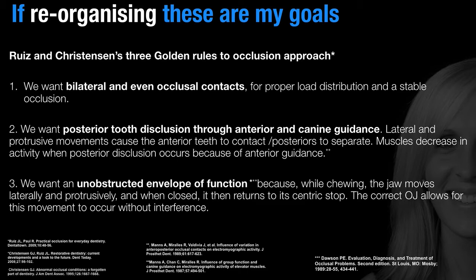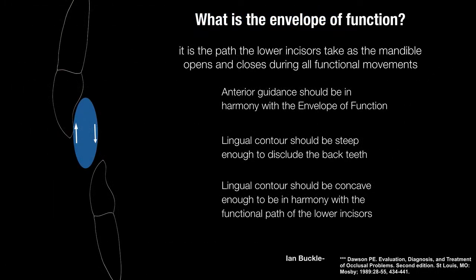And then finally, and this is very, very important, and I've touched on this concept, we want an unobstructed envelope of function, because when the jaw is moving around and chewing, moving laterally and protrusively, and returns to its centric stop, the right amount of overjet allows this movement to occur without interference, and interference is the key. Okay, so this slide will help us understand that.